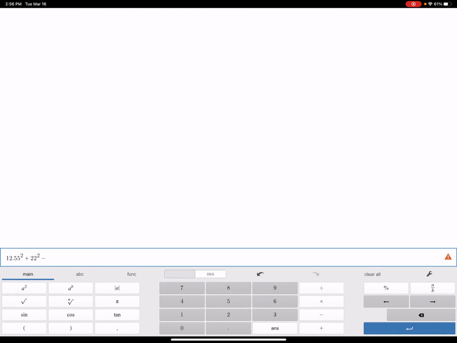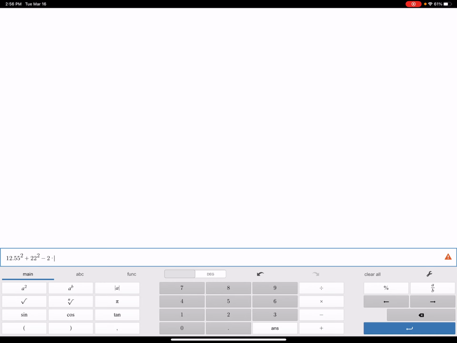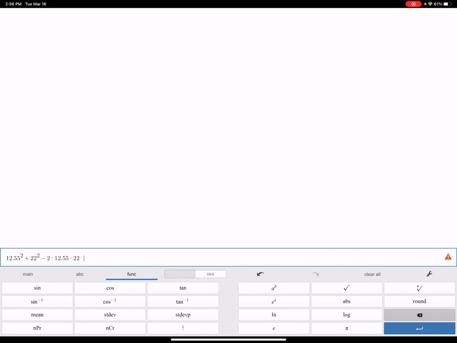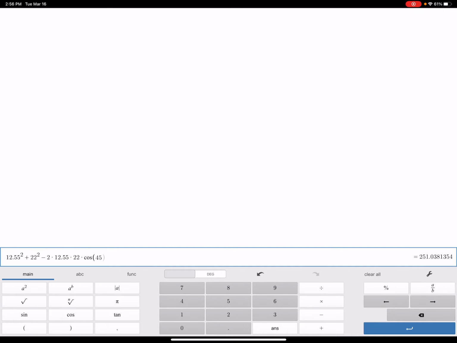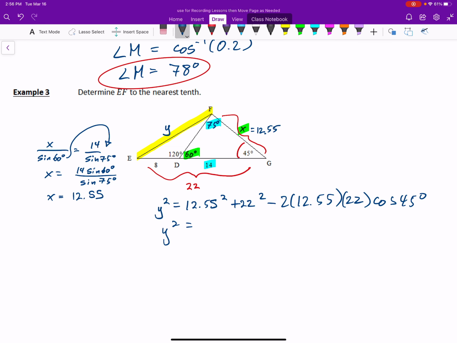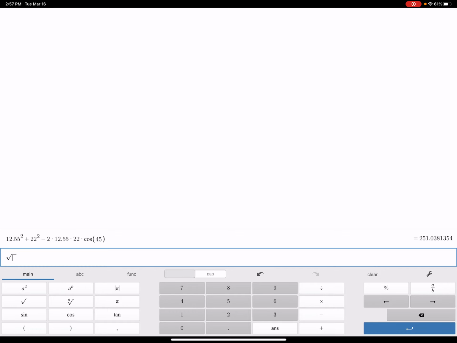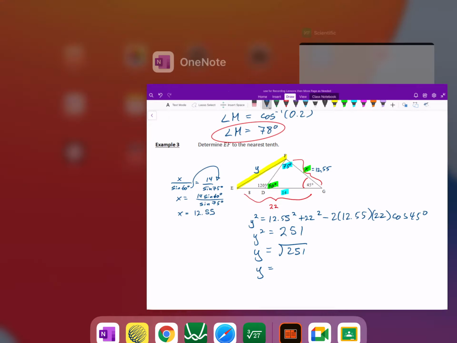Minus 2 times 12.55 times 22 times the cosine of 45 degrees. And again, my calculator does it all for me at once. I got 251, I guess 0.0. Let's just call it 251. If I take the square root of each side, then whatever the square root of the 251 is will be my side length for EF. 15.8.